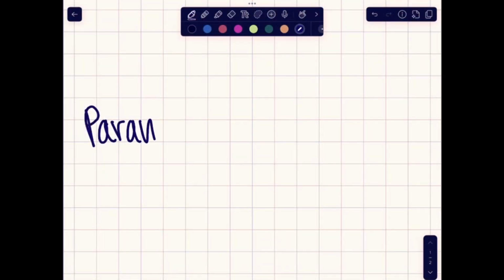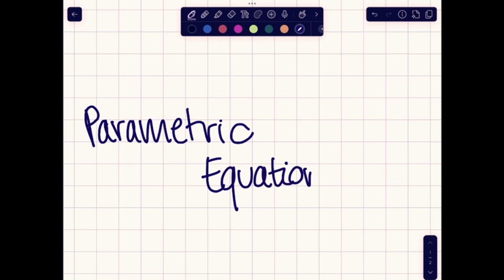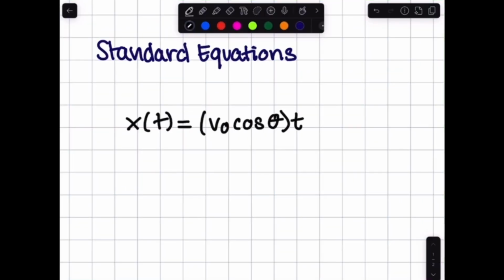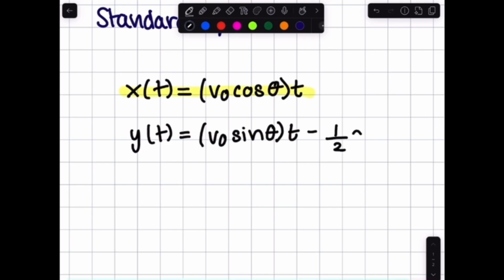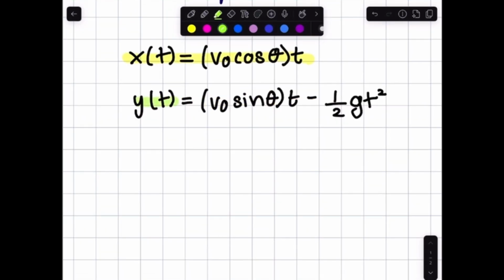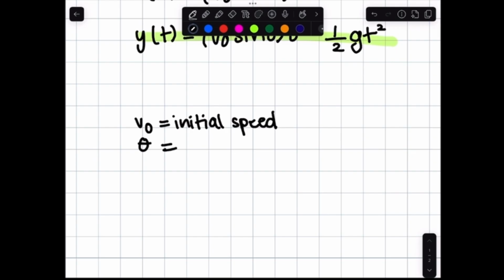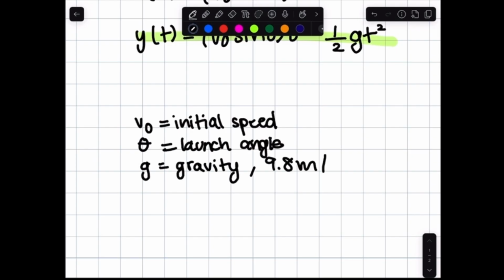Okay, so now let's look at what happens when Alex hits the ball. To describe its path, we use parametric equations. We write both the horizontal and vertical positions as functions of time t. The standard equations, ignoring air resistance, are x(t) = v0 cos(θ) t, and y(t) = v0 sin(θ) t − 1/2 g t². As you can see, the horizontal motion has a constant speed, while the vertical motion is affected by gravity, which is 9.8 meters per second squared.